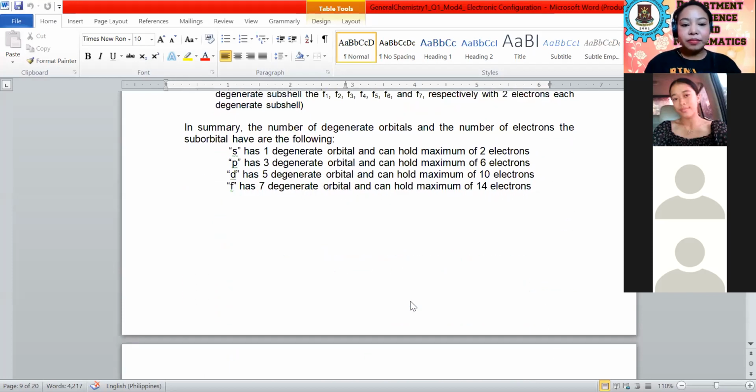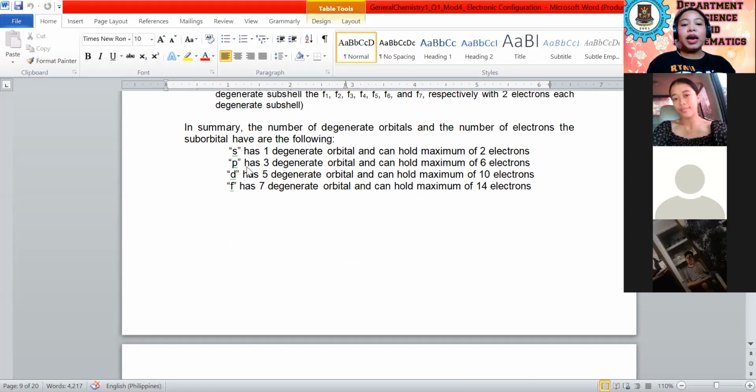Any question? So to summarize, S has one degenerate orbital that can hold a maximum of 2 electrons. P has 3 degenerate orbitals and can hold a maximum of 6 electrons. D has 5 degenerate orbitals and can hold a maximum of 10 electrons. F has 7 degenerate orbitals and can hold a maximum of 14 electrons.